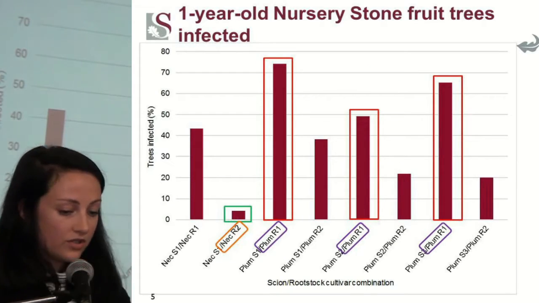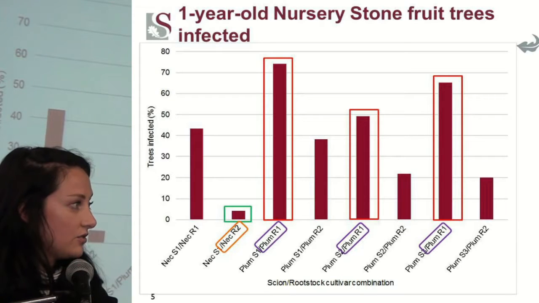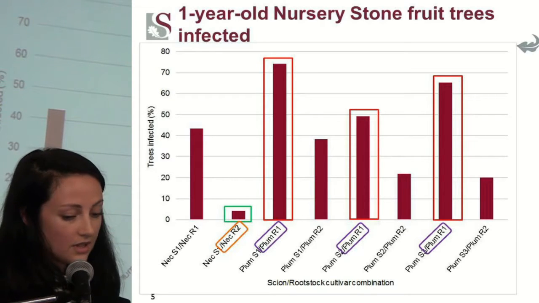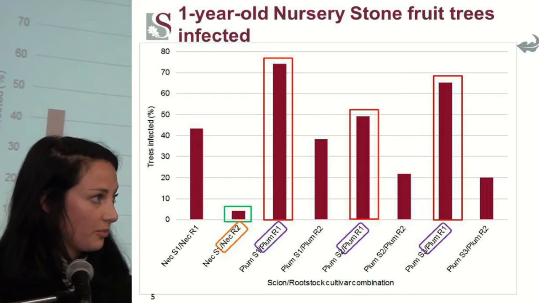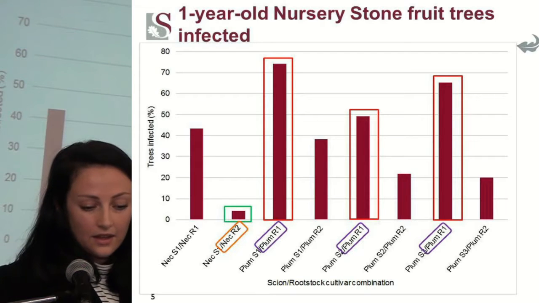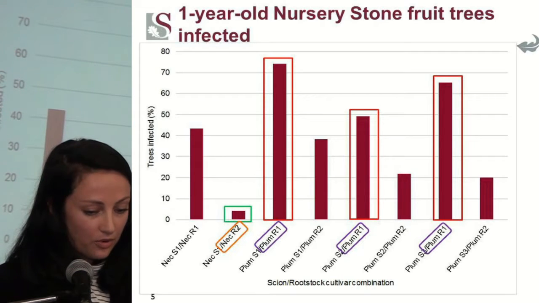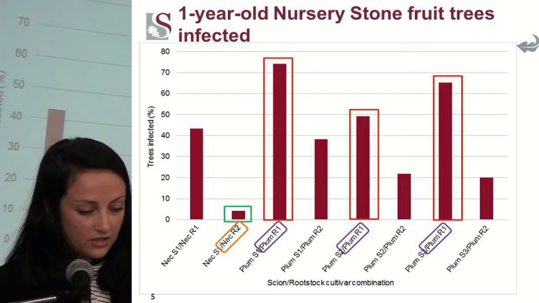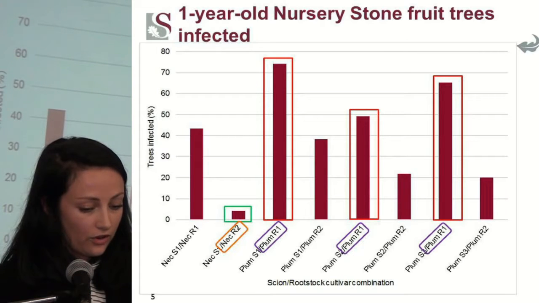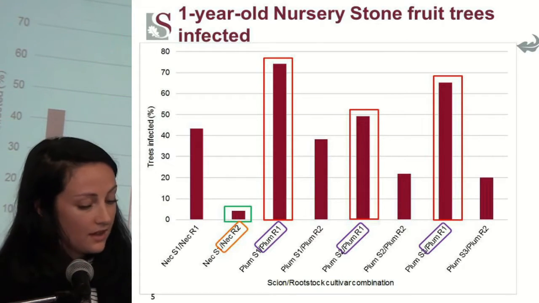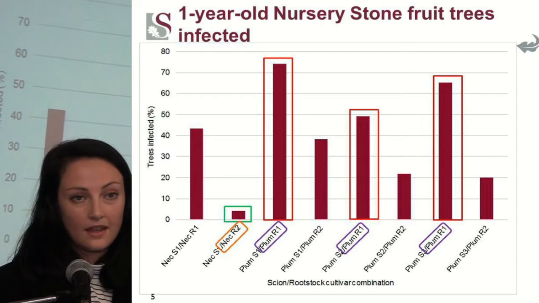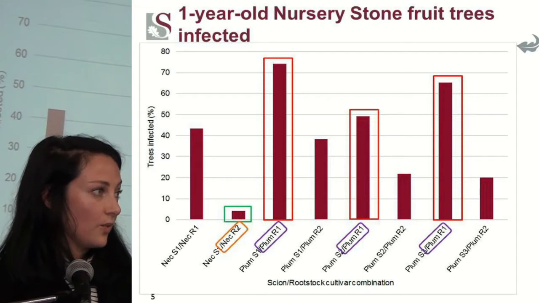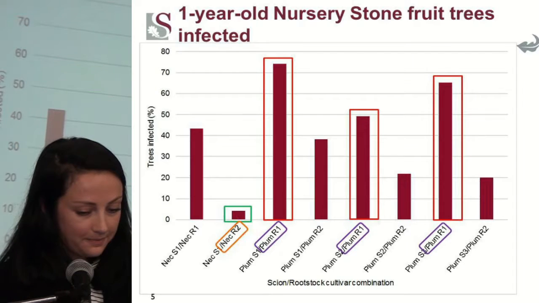For the 1-year-old nursery trees, a total of 120 trees per combination was sampled. The same nectarine and plum cultivars were used as for the propagation material. The combinations in the red boxes have the highest percentage of infection, and all 3 are grafted onto plum rootstock 1. The combination with the lowest percentage of infection is the nectarine combination with nectarine rootstock 2, and that makes perfect sense because that's the one seedling nectarine cultivar.